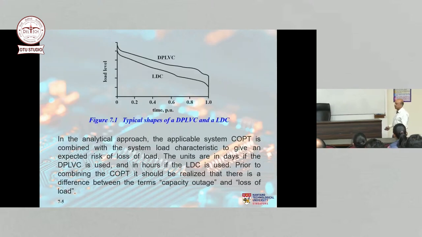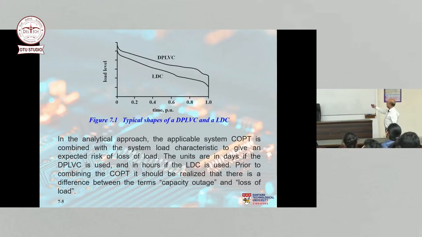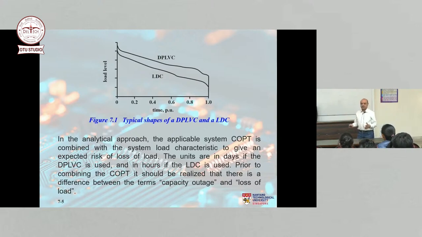So the typical shapes of these two curves are shown here. The daily peak load variation curve, the load duration curve, and this is the time in per unit. It could be over a month, it could be over 6 months, it could be over 1 year. So if it is 1 year, then this one represents 8,760 hours or 365 days. So for the daily peak load variation curve, it could be 365 days, yeah? Or for the load duration curve, if you are doing it for the whole year, it could be 8760 hours. If you are doing it for a month, it is 720 hours, okay?